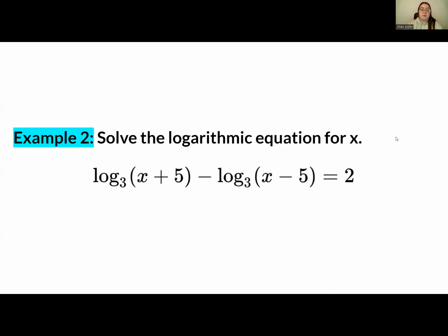So moving on to example 2, we want to solve the logarithmic equation for x, where we have log base 3 of x plus 5 minus log base 3 of x minus 5 is equal to 2. So let's go ahead and do this in our notes.